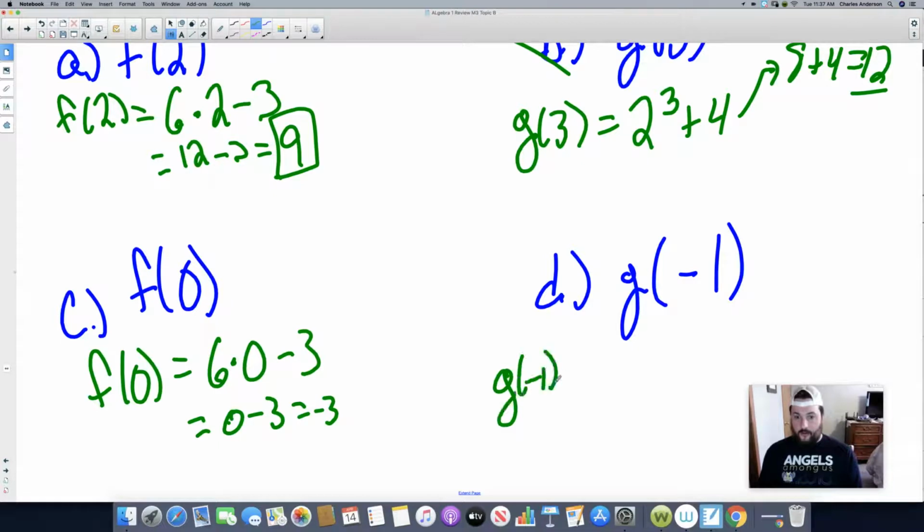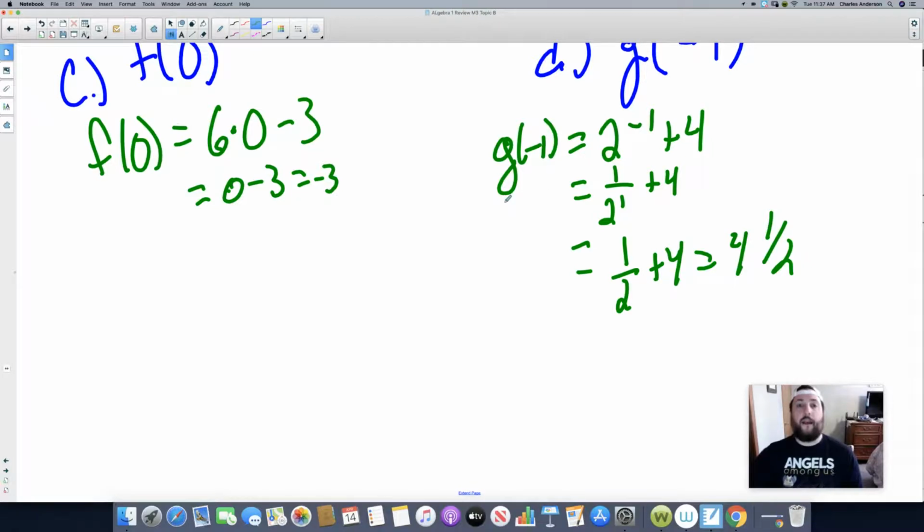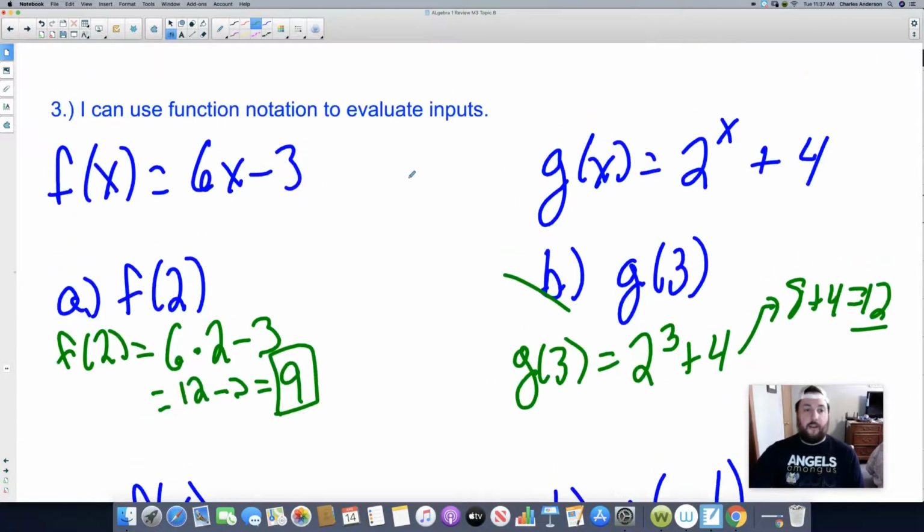G of -1, I get 2 to the negative first power plus 4. What is this, right? Well, this is the same as 1 over 2 to the positive 1 power plus 4. And then 2 to the first power is 1/2 plus 4. This is 4 1/2. The point is, guys, for those problems, you just replace the x with what it tells you, or it could be any letter. This is function notation, right? The idea of a function is I put an input into it, I get an output.